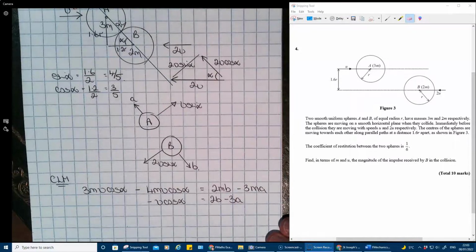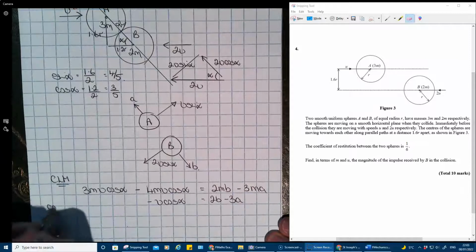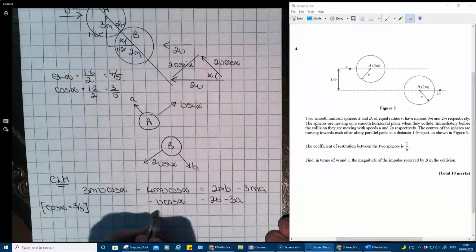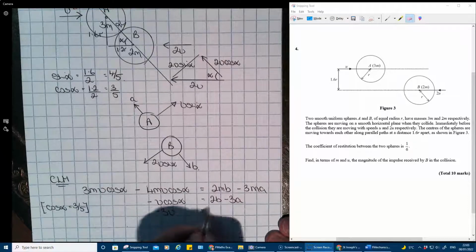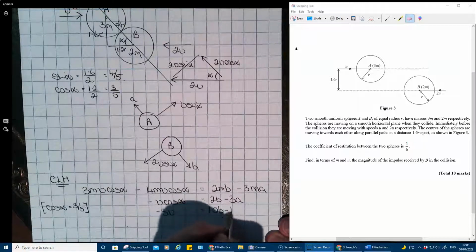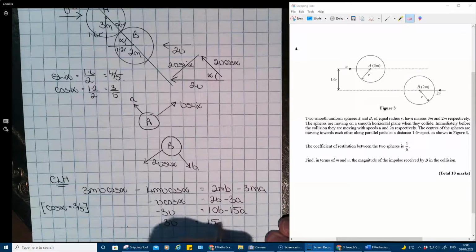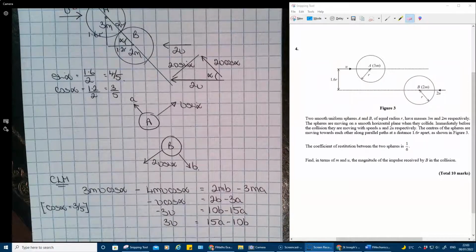I know cos alpha from earlier, so cos alpha is 3/5, remember. So times it all by 5, I get minus 3u is 10b minus 15a. And then I'm just going to switch that to make the u positive. No particular reason, but 3u is 15a minus 10b. I just prefer this to be positive.